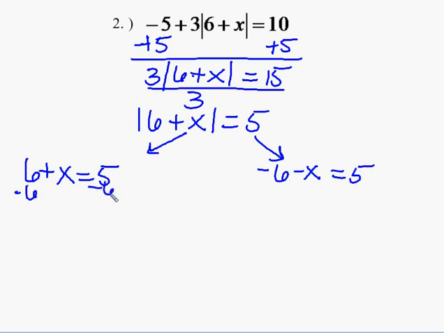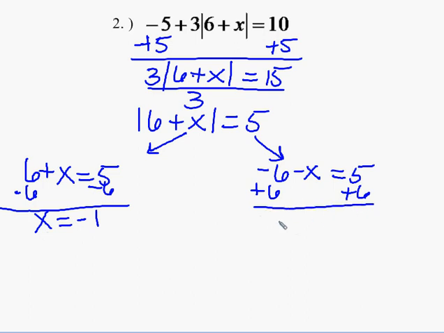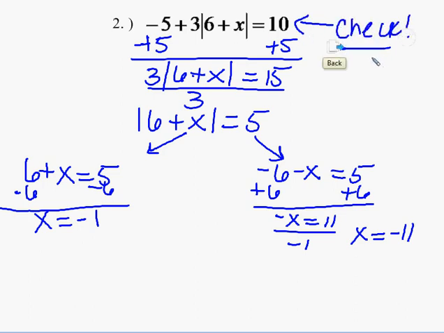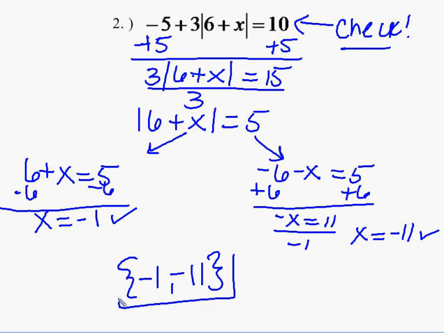So subtract the 6 from both sides on the first equation. Don't box it because we're not 100% sure. Add 6 on the second equation. And then divide by negative 1. Now, when you do your check, it has to be done in the original equation. Once we plug in negative 1 up here, it does equal 10, so this works. Same thing for negative 11. When we plug negative 11 into x in our original absolute value equation, it equals 10 as well. So since both of these work, we include them both in our set notation, or a solution set.